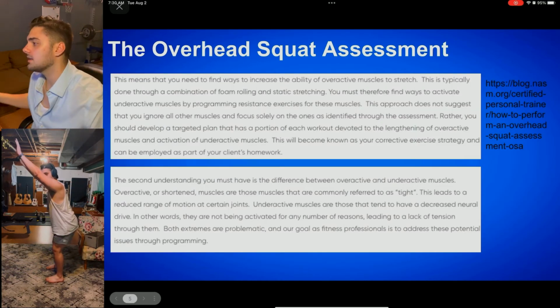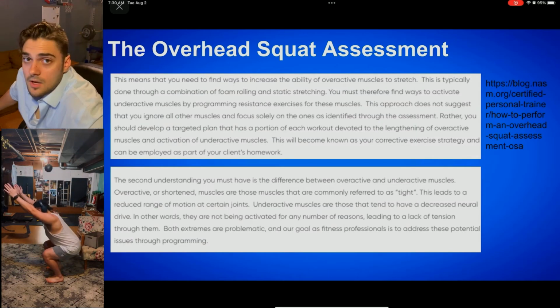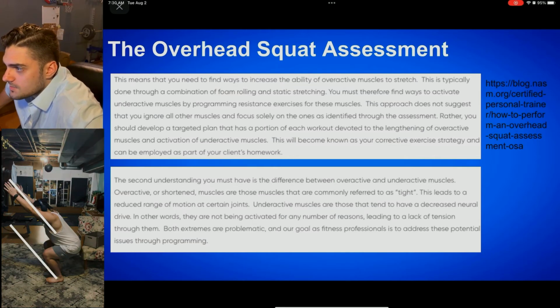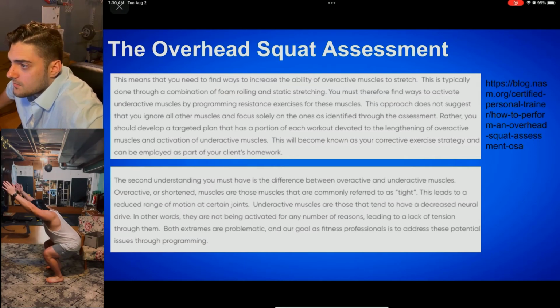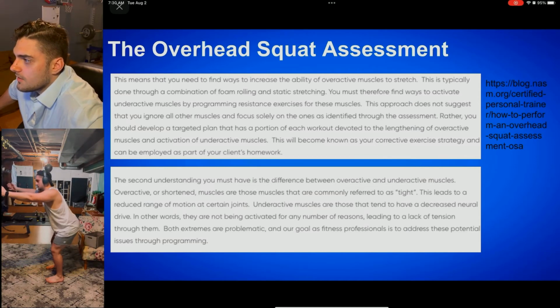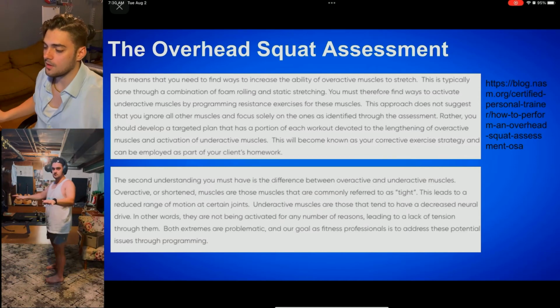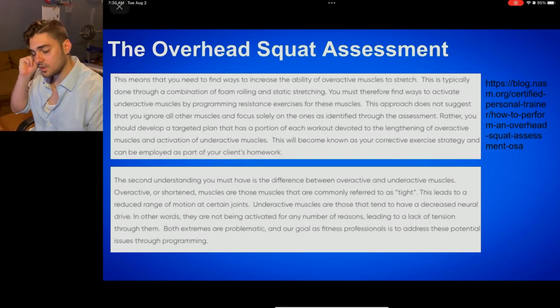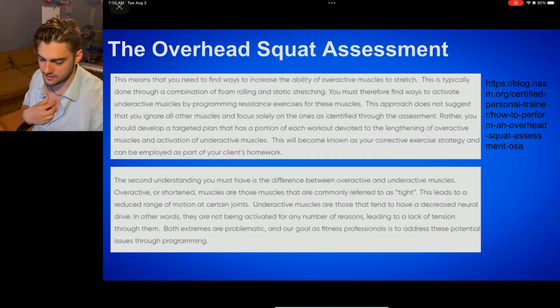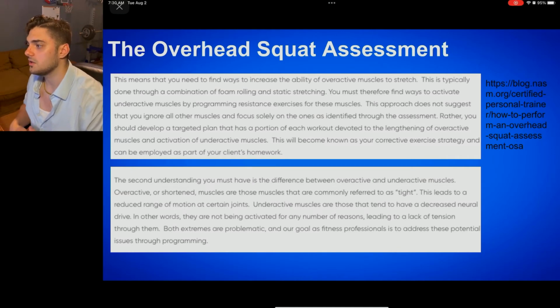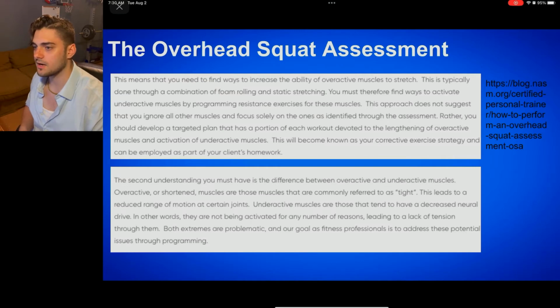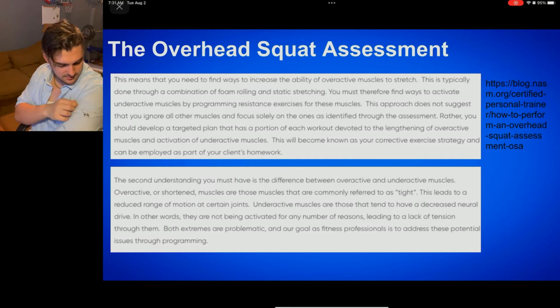So this one is also from the NASM blog. I think this is addressing the point of why you would want to do the overhead squat assessment. It says this means that you need to find ways to increase the ability of overactive muscles to stretch. So the point of doing the overhead squat assessment is to find which muscles are over- and underactive. Once you find which muscles are overactive, you stretch them. This is typically done through a combination of foam rolling and static stretching. You must therefore find ways to activate underactive muscles by programming resistance training for these muscles.